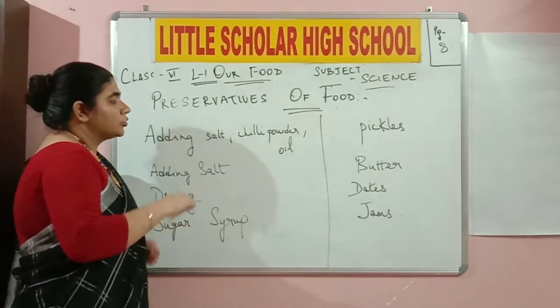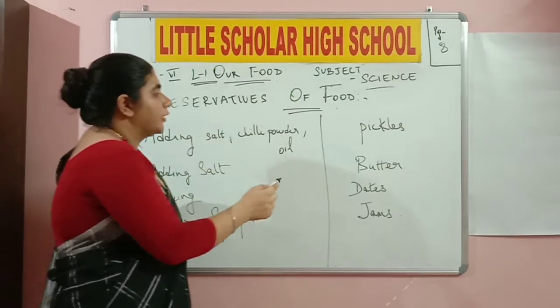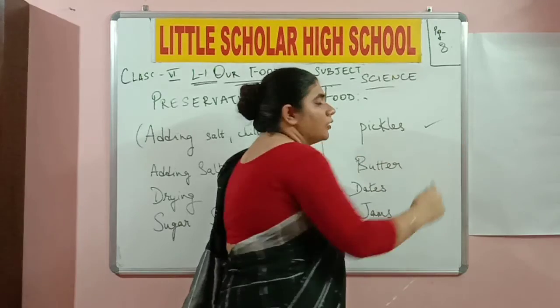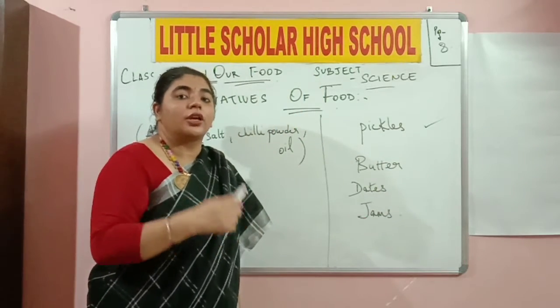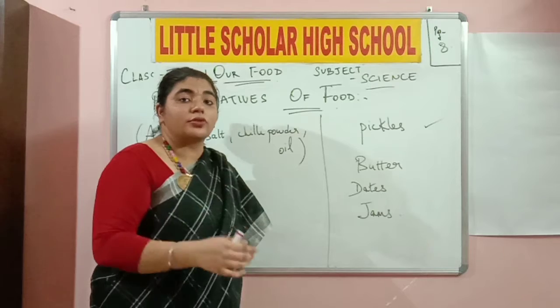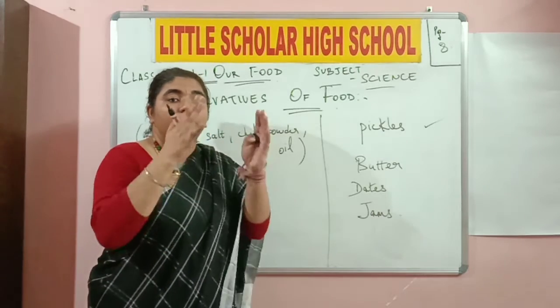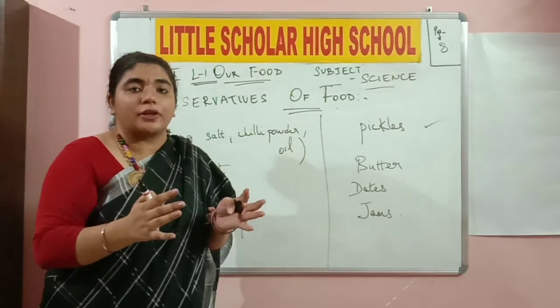Here we have adding salt, chili powder and oil. If I was adding salt, chili powder and oil, what was I trying to make? I was trying to make pickles. Okay. Now you must have seen your grandmother and all, they clean the mangoes, then they cut the mangoes into smaller pieces and they put them in a big glass container. We always use glass containers for pickles and jams.